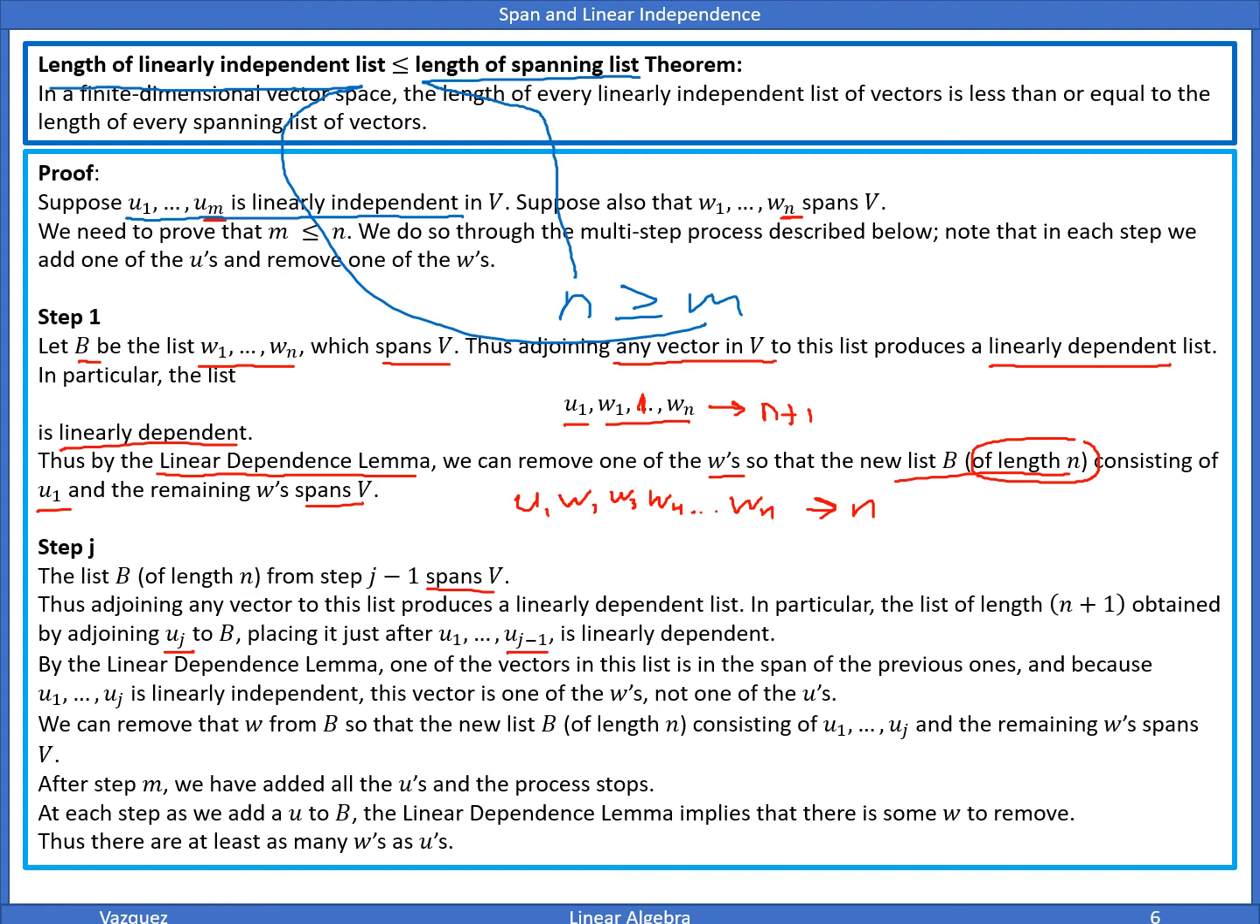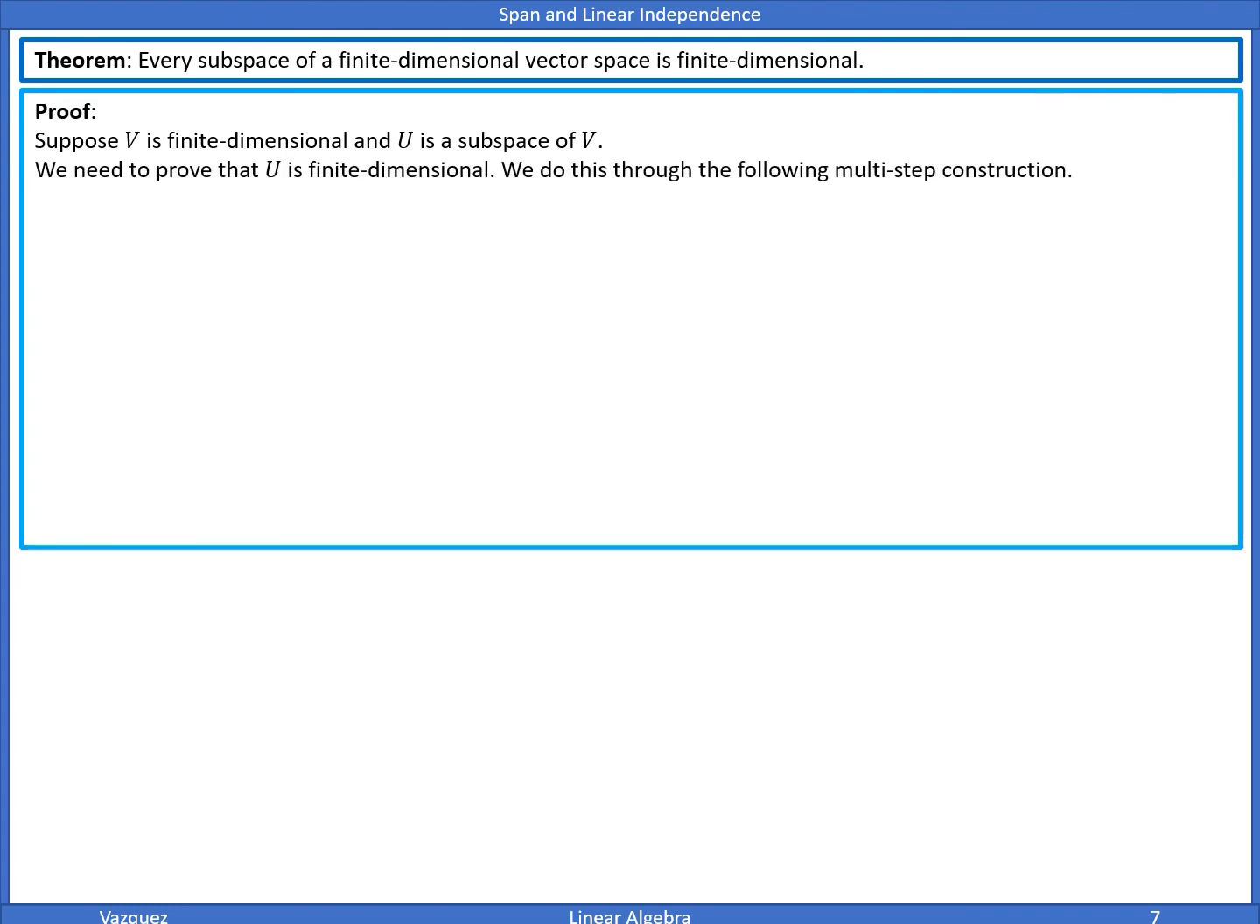One more theorem. I promise it's not as long as this one. It'll be our last slide. And this theorem here tells us that every subspace of a finite dimensional vector space is also finite dimensional. So let's begin our proof. See, it's not that long. So suppose V is finite dimensional and U is a subspace of V. We need to prove that U is finite dimensional, and we do this again, just as we did before, through following a multi-step construction. So last time it was a multi-step process. This is a multi-step construction.